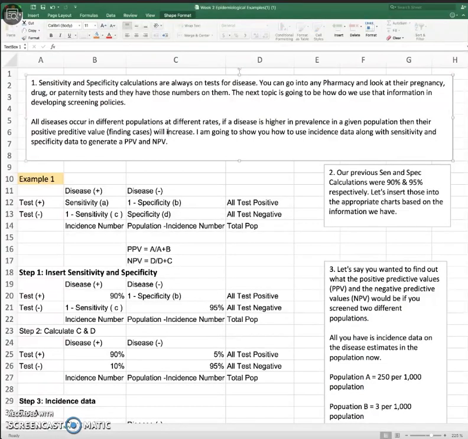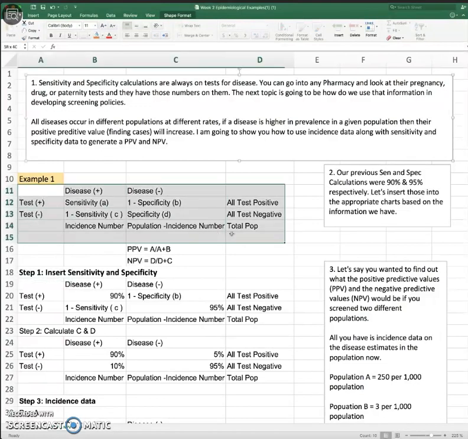So that means my positive predictive value will be higher because the prevalence is higher. Okay, and then we have the negative predictive value. I'm going to show you how to use this. In our previous example, before I started toying with numbers, I had 90% sensitivity and 95% specificity.